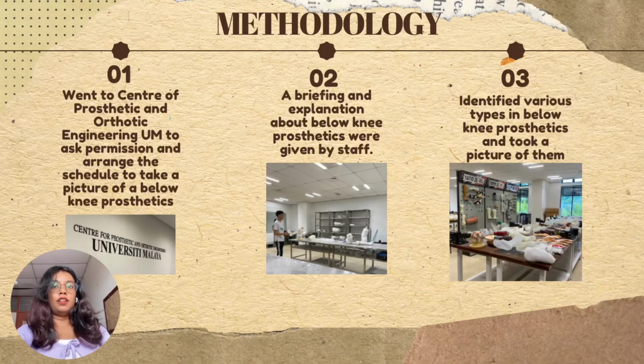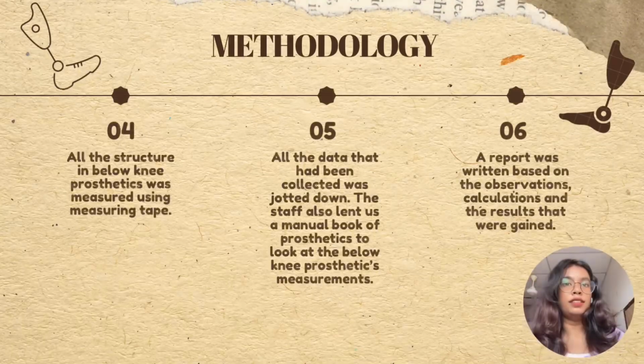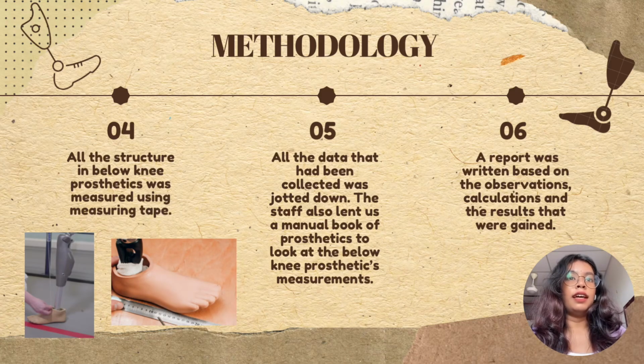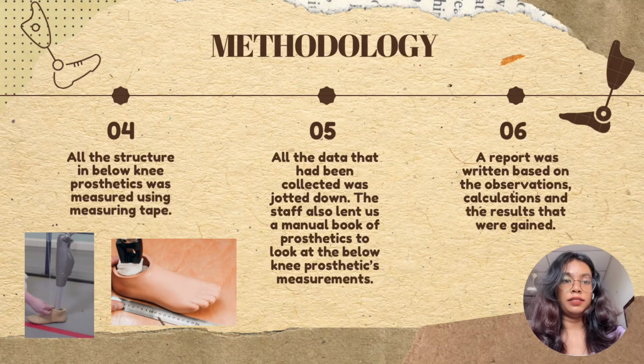First we went to the Center of Prosthetic and Orthotic Engineering to ask permission and arrange the schedule to take pictures of a below knee prosthetic. A briefing and explanation about below knee prosthetic were given by the staff. We identified various types of below knee prosthetic and took pictures of them. All the structures in below knee prosthetics were measured using measuring tape. All the data collected was jotted down. The staff also lent us a prosthetic manual book to look at the below knee prosthetic measurements. A report was written based on the observation, calculation and the results that were gained.